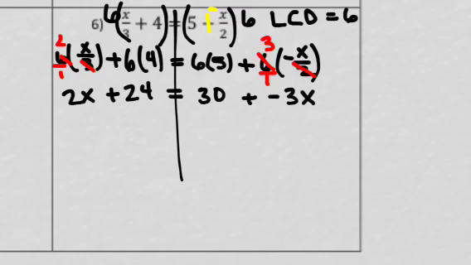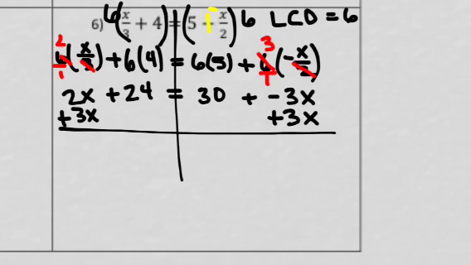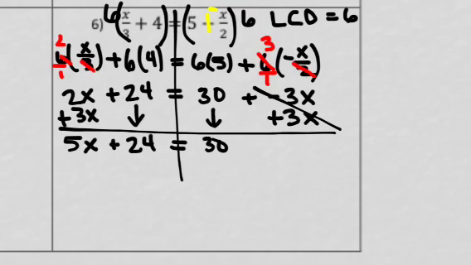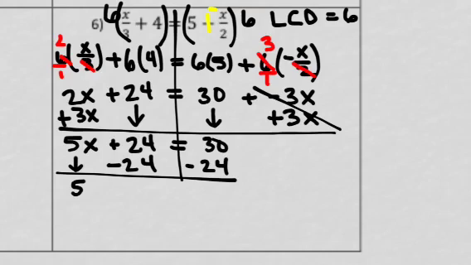So let's go ahead and finish this off. We need to get the variables on the same side. So I'm going to add 3x to both sides to get rid of the -3x. So we have 5x plus 24 drops down is equal to the 30 that drops down here, and these equal 0. So that goes away. Now I need to subtract 24 from each side. The 5x drops down. 30 minus 24 is 6.